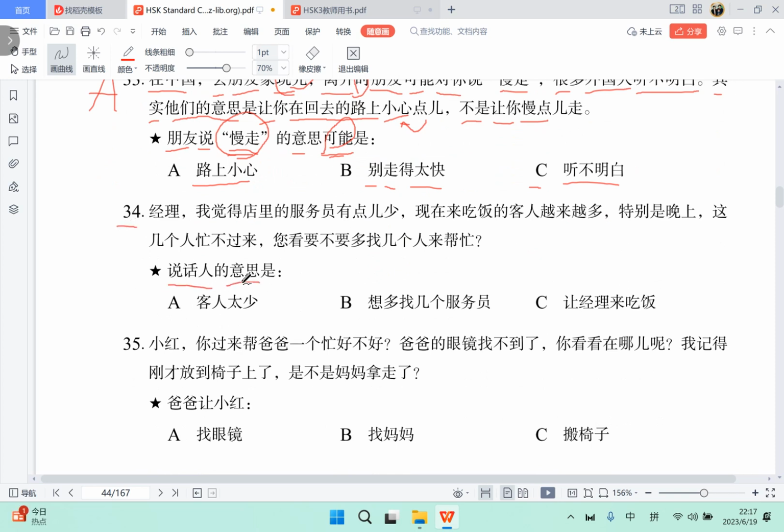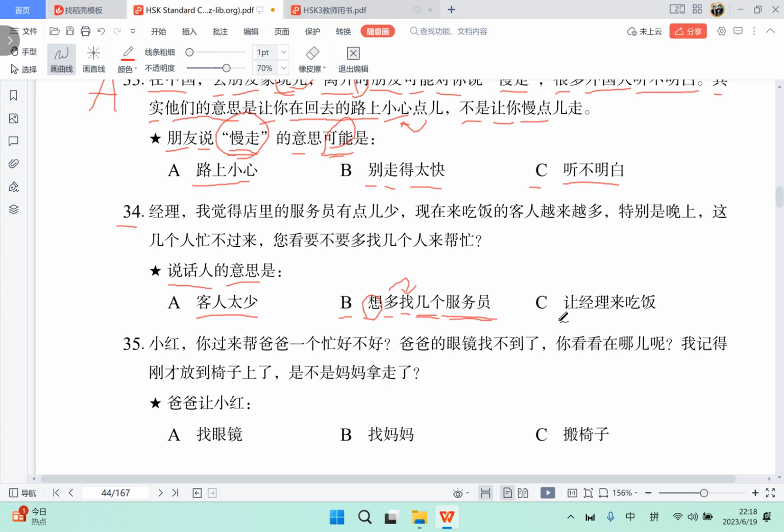Okay, and 34 说话人的意思是, the meaning of the speaker is 客人太少, there are too few guests, and B 想多找几个服务员, wants to find more waiters.